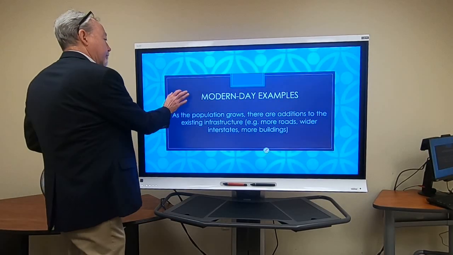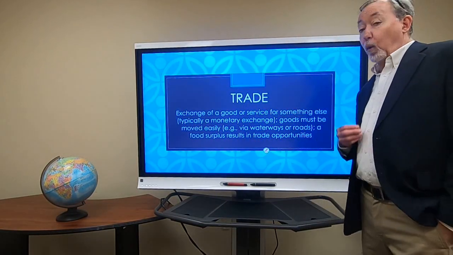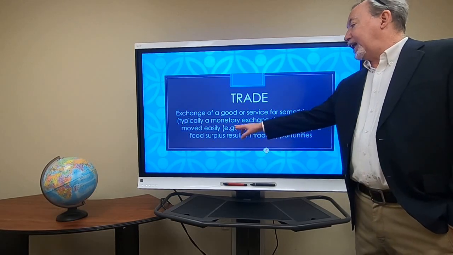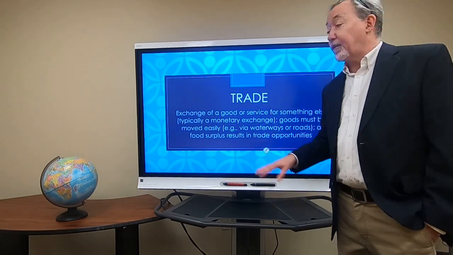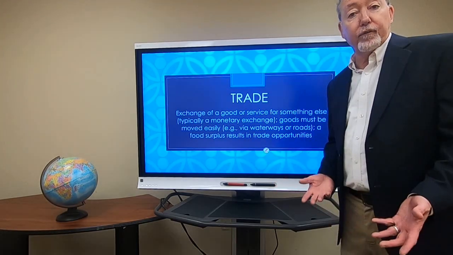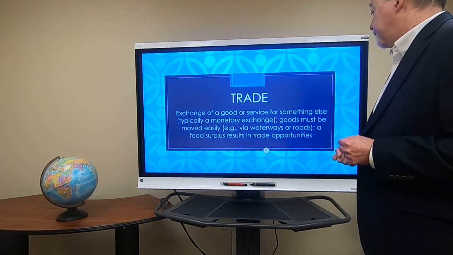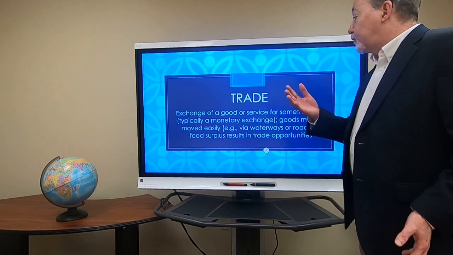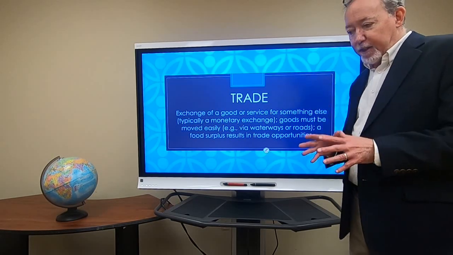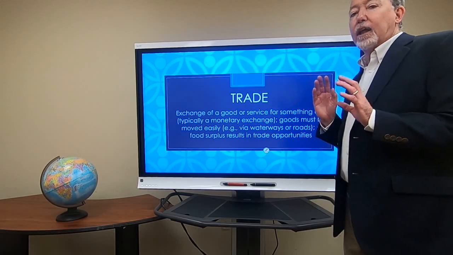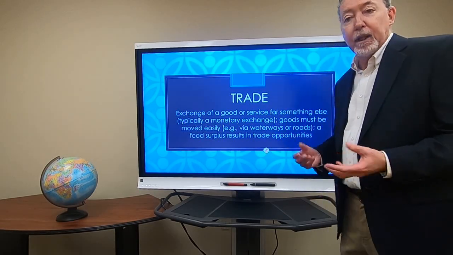Planned infrastructure, incredibly important. Trade, going back to the economy, trade is an exchange of a good or a service of some kind for something else. Usually a monetary exchange. That's a fancy way of saying usually money's involved. If I'm going to sell you something, that's a good. Or if I'm offering some kind of service, like I'm fixing your car, then chances are I'm doing it because I'm going to get some kind of money. Goods must be moved easily. Whatever jobs we're doing, whatever trade is going on in our civilization, it has to be efficient, it has to be effective, nothing needs to slow it down because we're in this to become successful, to become wealthier, our civilization becomes better.